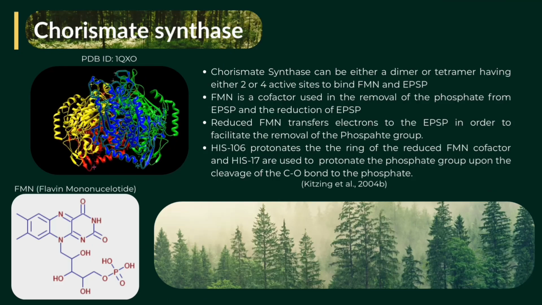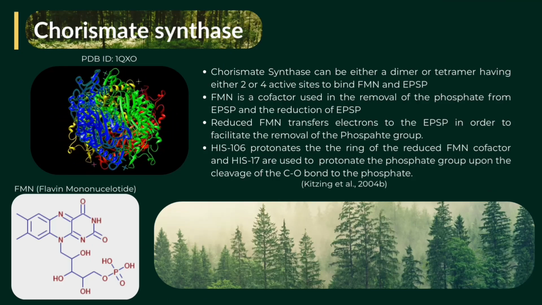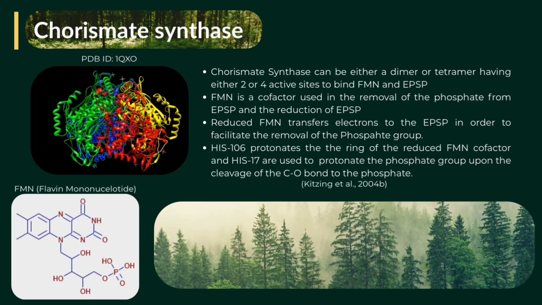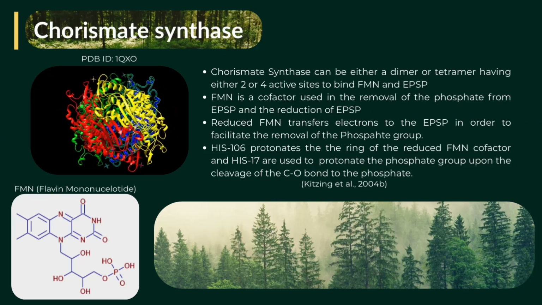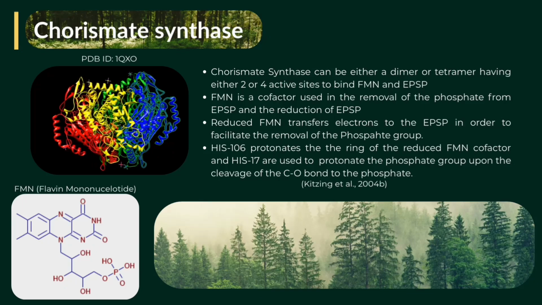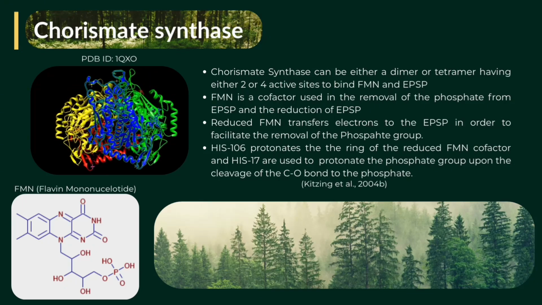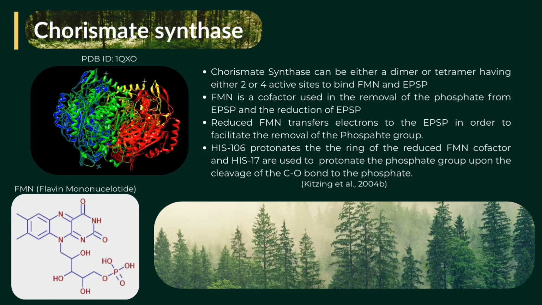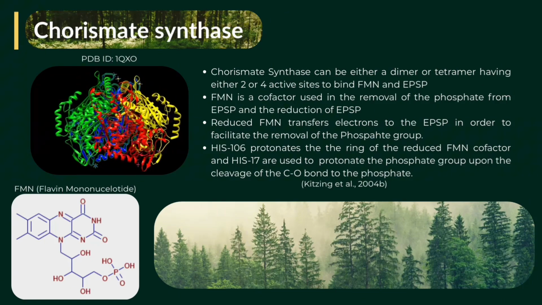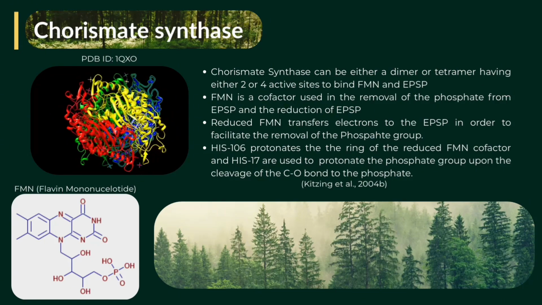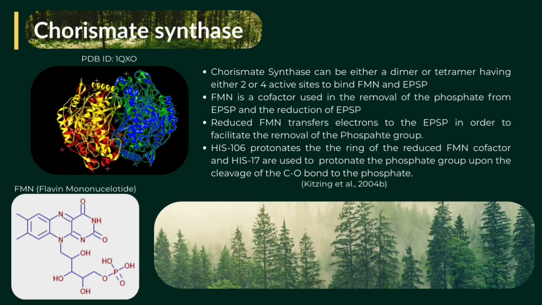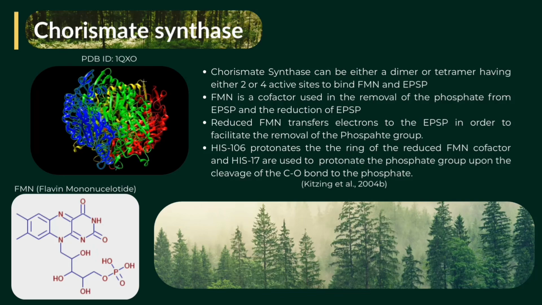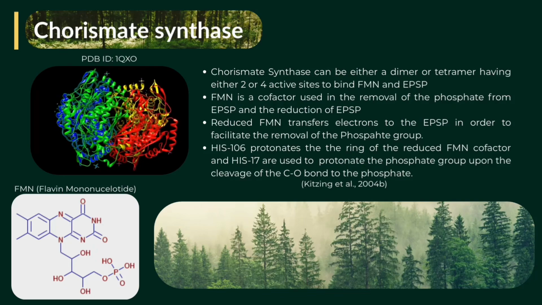Chorismate synthase is either a dimer or tetramer, having 2 or 4 active sites. FMN, or flavin mononucleotide, is a cofactor in its reduced form to donate an electron to EPSP to promote the removal of a phosphate. Histidine 106 is responsible for protonating the reduced FMN to promote this electron donation. There is also histidine 17, which protonates the phosphate after the C-O bond of the phosphate in EPSP is broken. This stabilizes the charge of the phosphate and forms the final chorismate structure.